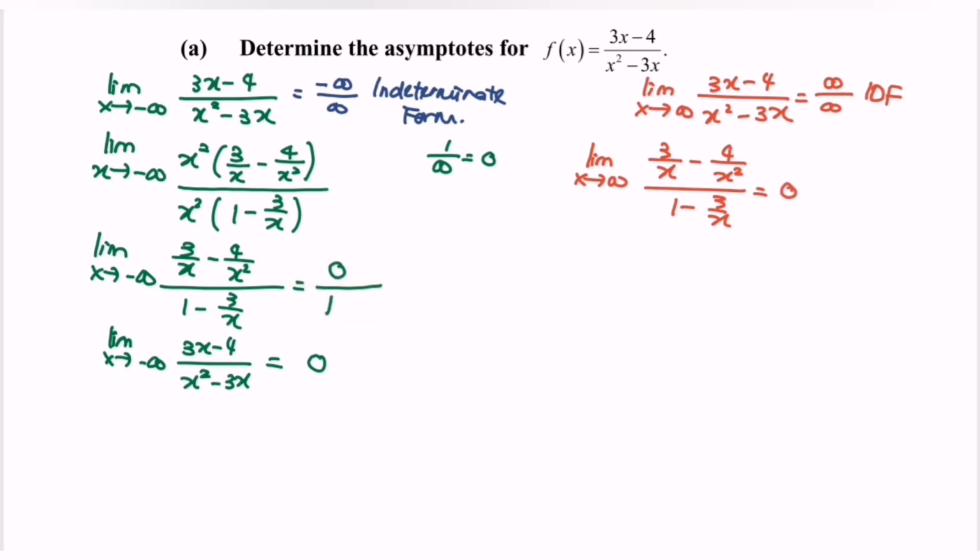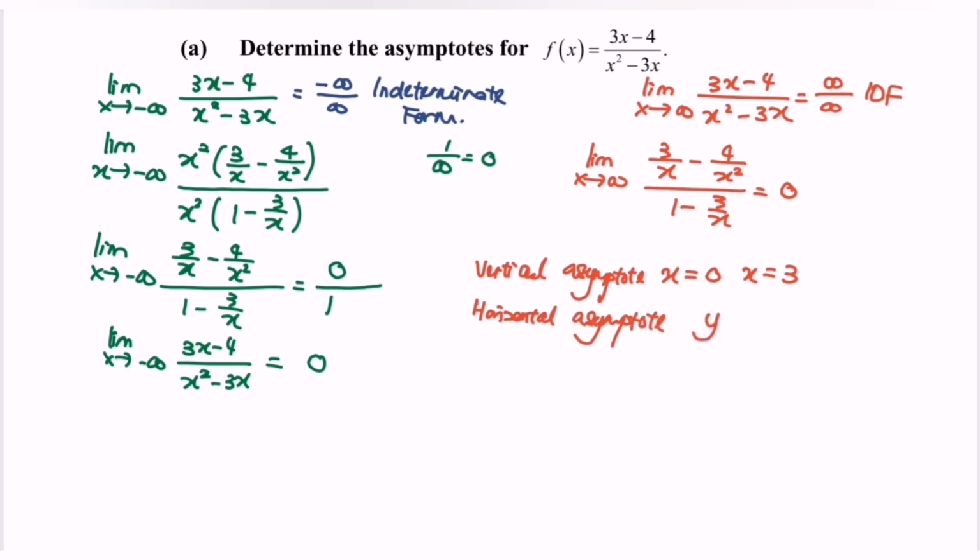So for this example, the conclusion is that the vertical asymptotes are x = 0 and x = 3. For the horizontal asymptote, it is y = 0.